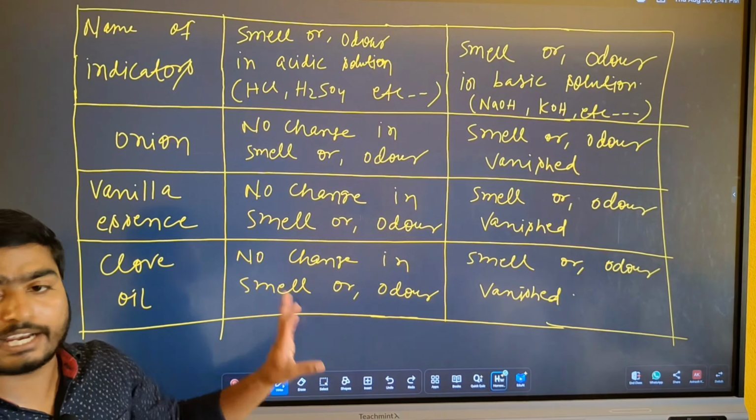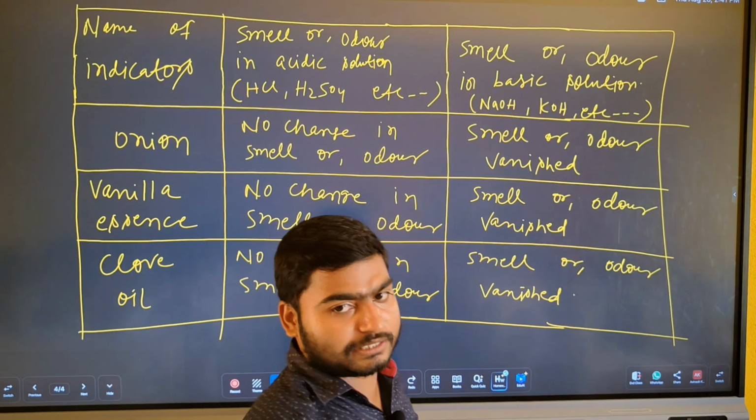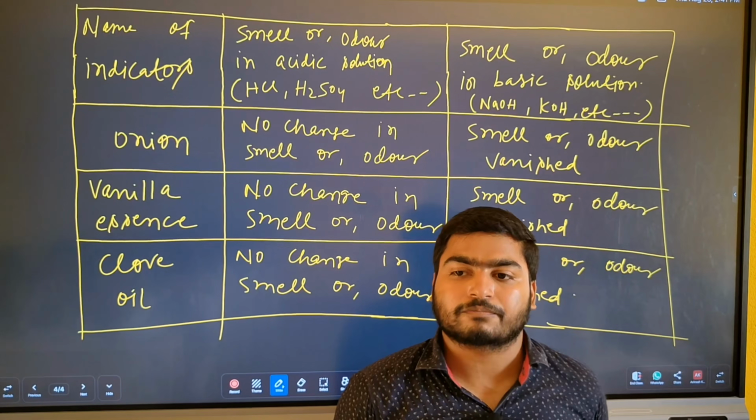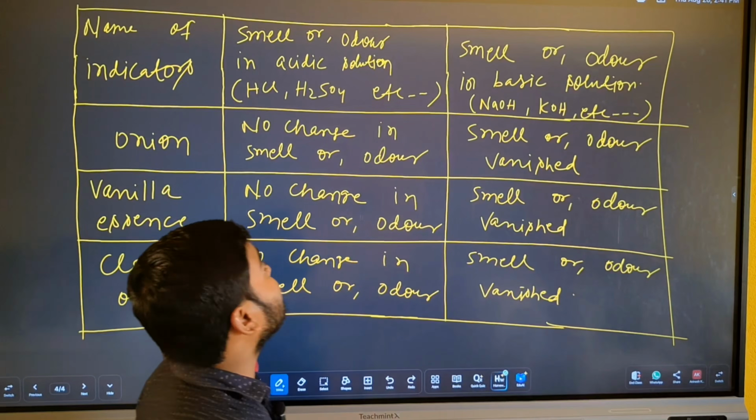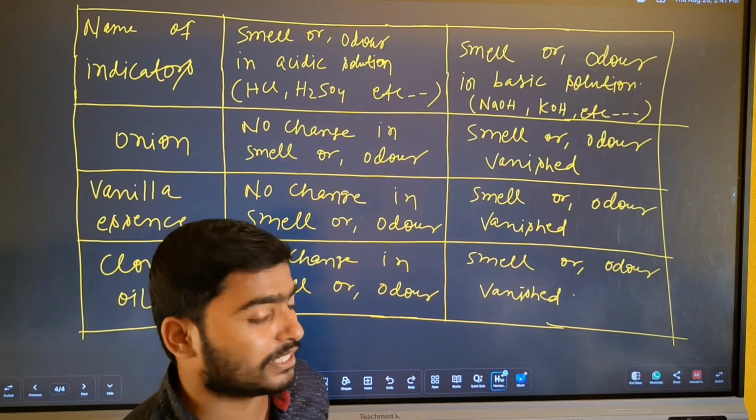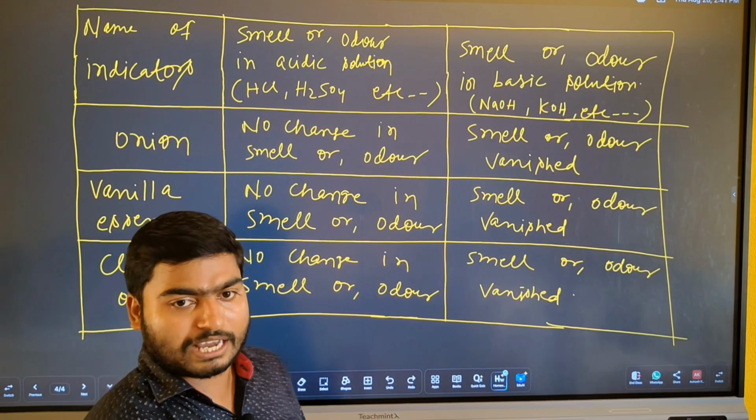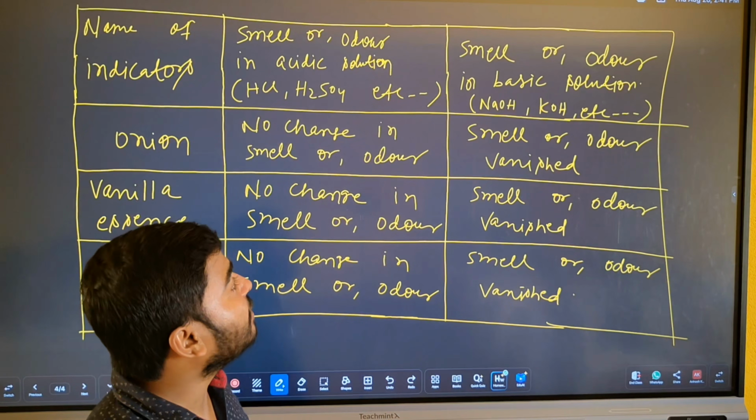So we will get this kind of information from this activity, and you have to remember this. With this, you can check whether the substance is acidic, basic or neutral. So we have understood this. Write it down and remember this.